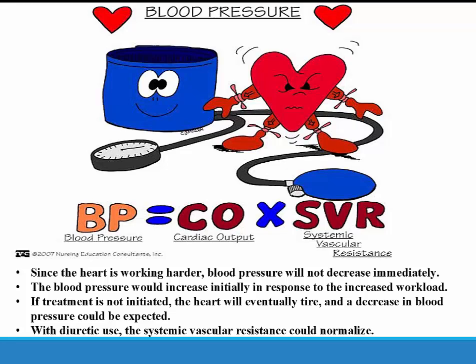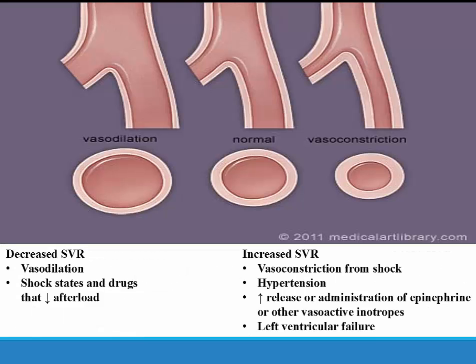Since the heart is working harder, blood pressure will not decrease immediately. The blood pressure would increase initially in response to the increased workload. If treatment is not initiated, the heart will eventually tire and a decrease in blood pressure would be expected. With diuretic use, the systemic vascular resistance could normalize.